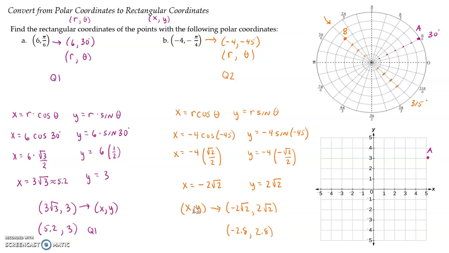If I come over about negative 2.8 units and come up a little bit less than 3 units here, you'll see that point B is going to be right about here. And you'll notice that this point, once we've plotted it, is a point that is in quadrant 2. And it should be, based upon the radii value and the angle measure that we were given at the beginning of the problem.